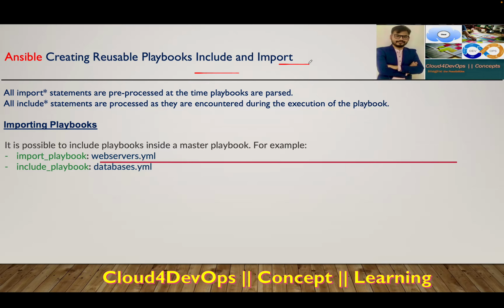As an example, the variables go into the variable file, the tasks go into the task file, and handlers go into the handler file. We have done this concept as part of the roles lecture, but not with include and import. Include and import also help us do multiple things. You can include or import your tasks, your playbook, and your variables. There are multiple functionalities listed here.